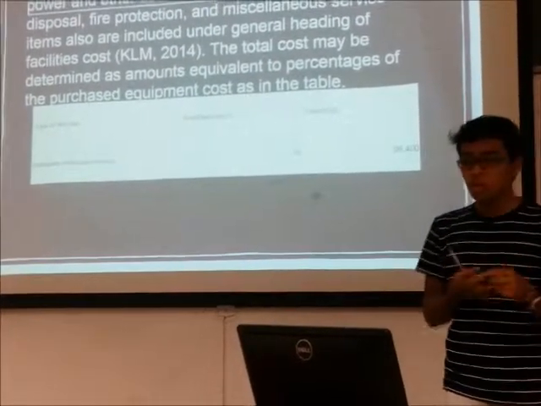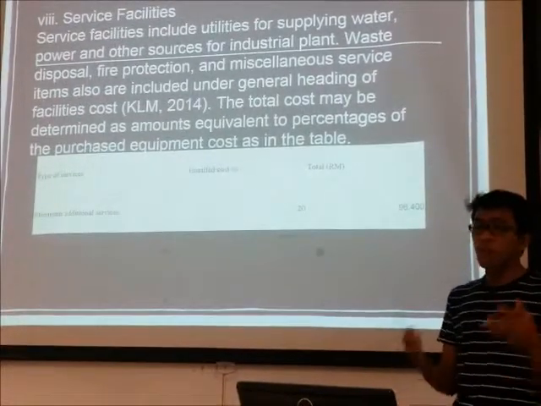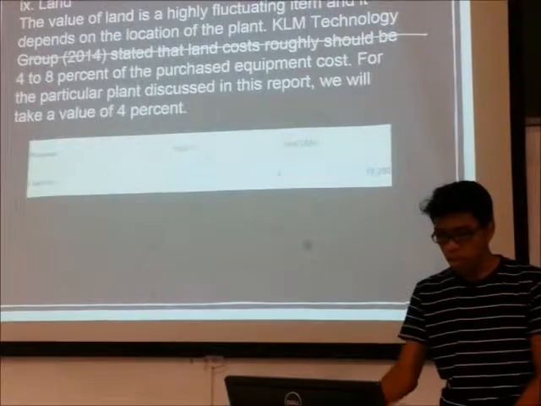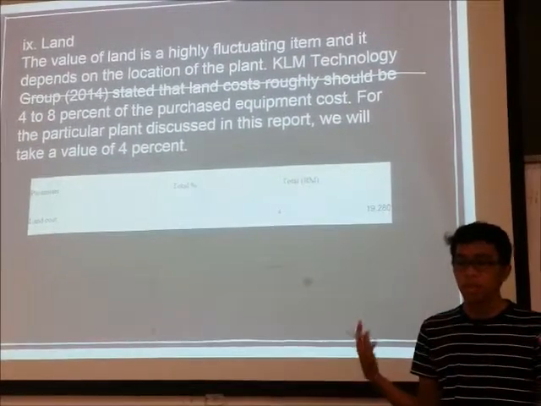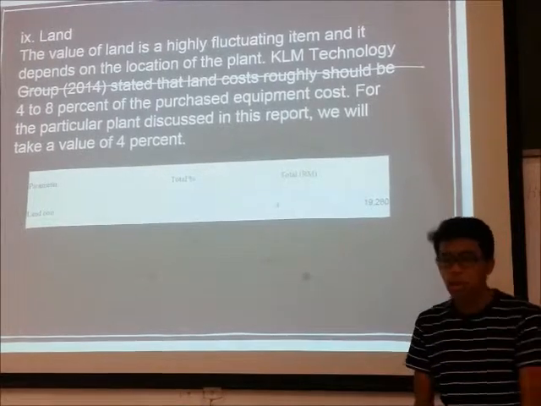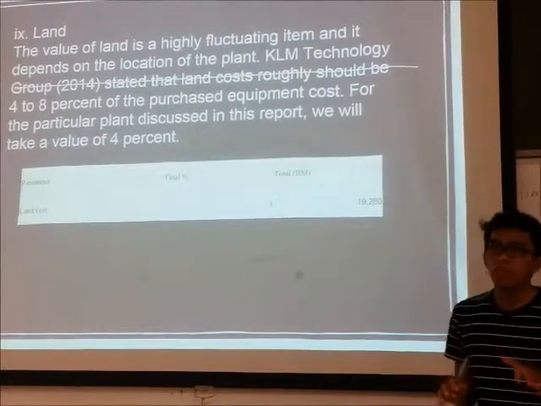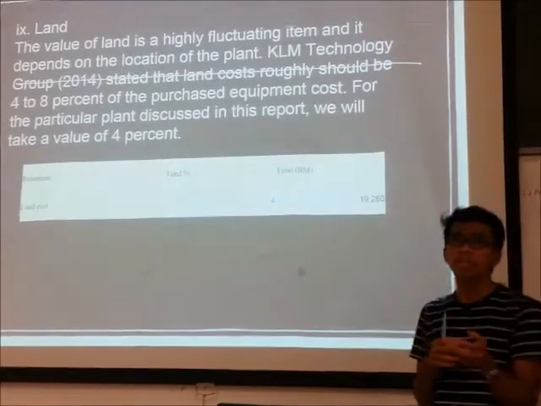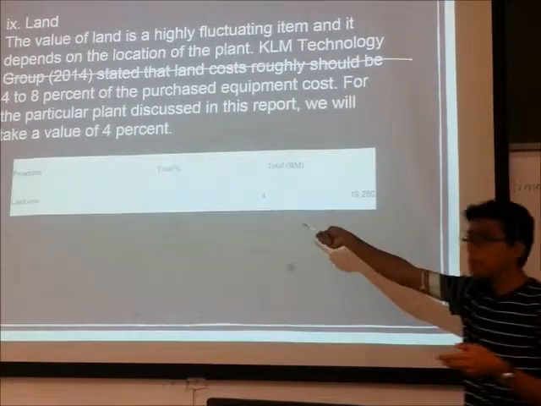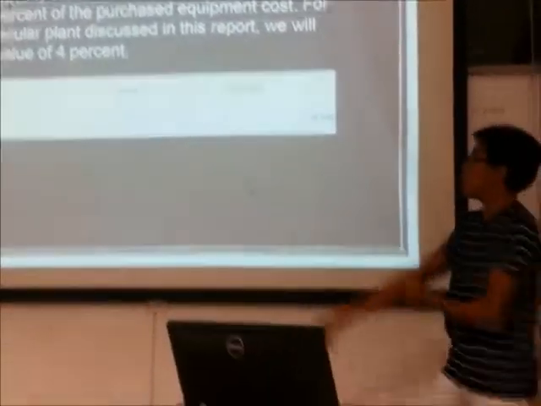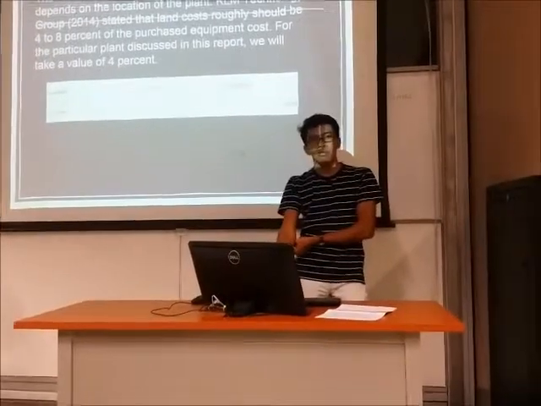This is where facilities include the utilities for supplying water, power and other sources for industrial plant. Next, land. The value of land is a highly fluctuating item and it depends on the location, right? So technically we just roughly estimate the land cost, which is around 4% of our equipment cost. It will be 19,280.